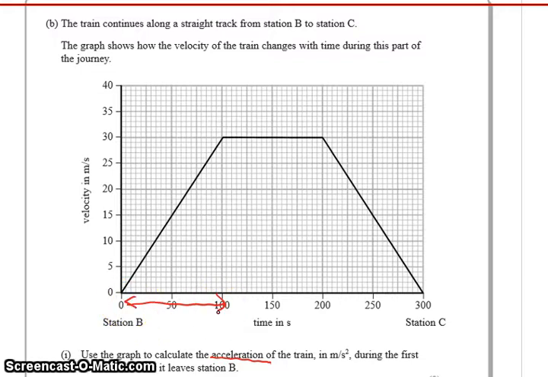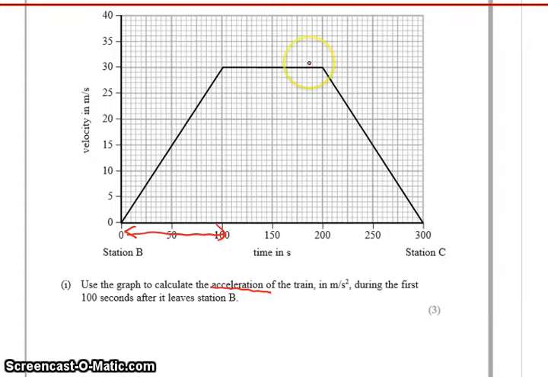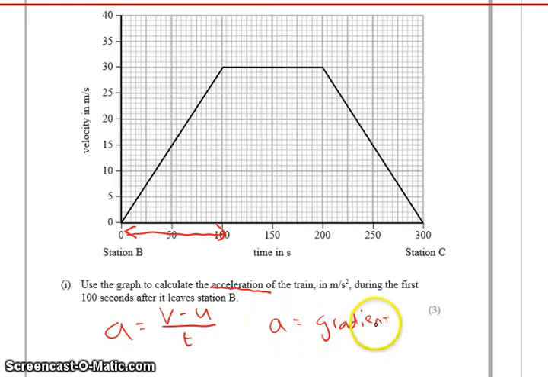Now acceleration can be worked out in two ways. Either we can use the equation, which is acceleration is change in velocity over time, where v is the final velocity and u is the initial velocity, or the acceleration is the gradient of a velocity time graph. Now both calculations are essentially the same thing. Okay, so I'm going to use the equation this way.